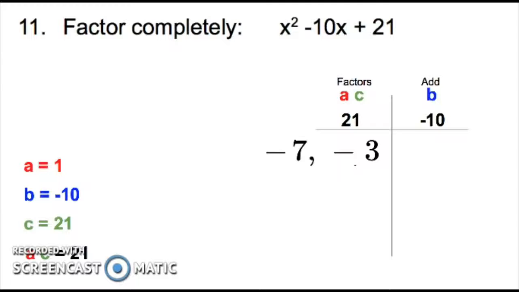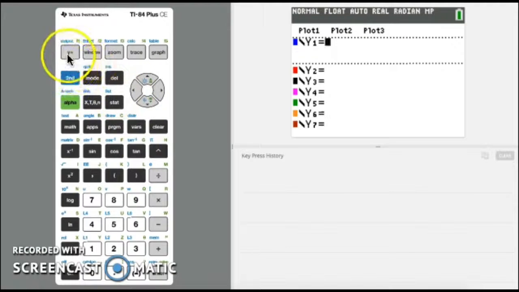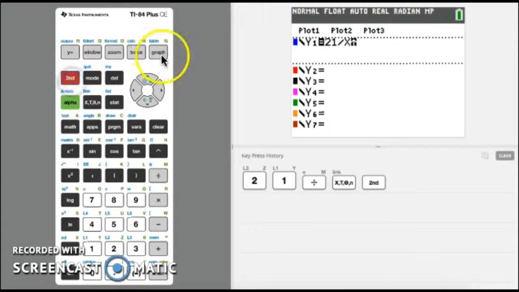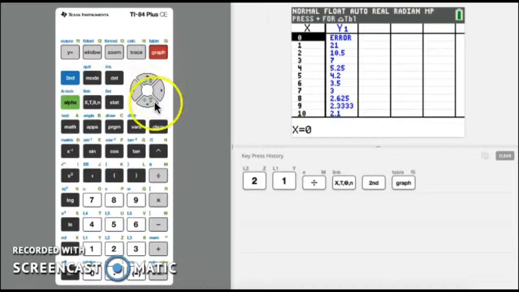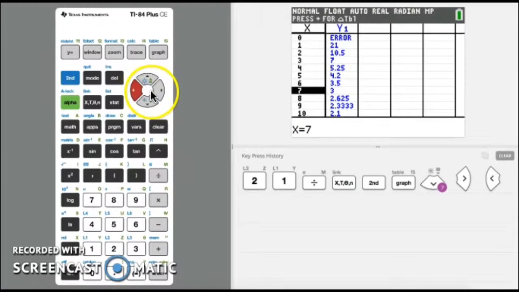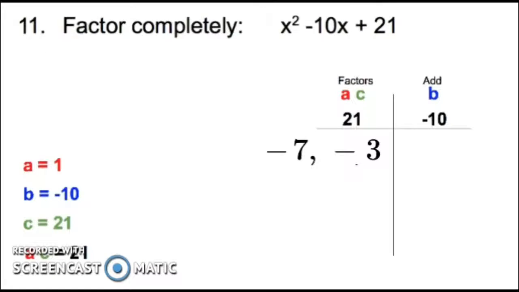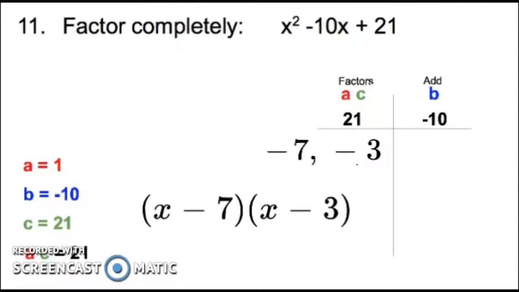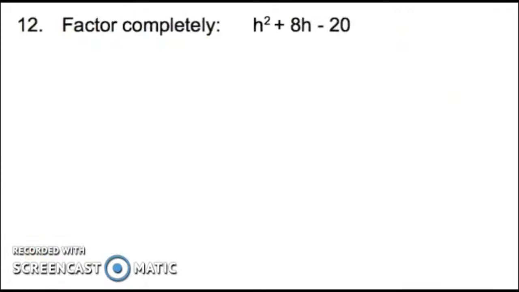Now I'm going to show you real quick on the calculator how to find that. We go to y equals, we type in 21 divided by x. Go to second graph, and we look through our factors. Keeping in mind that both of our factors have to be negative, negative 7 and negative 3 will end up giving you negative 10, so that's the one we want. Now, since a is 1, we don't have to do any grouping. So all we do is write x minus 7 times x minus 3, and that would be the answer for number 11.